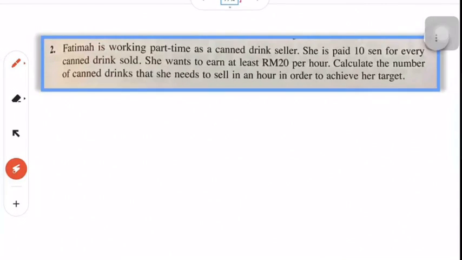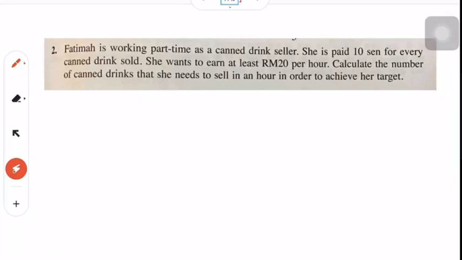So now you have a situation to solve. You have a problem to solve. Yes, teacher. Yes, please read the situation. Yes, teacher. Fatima is working part-time as a canned drink seller. She is paid 10 cents for every canned drink sold. She wants to earn at least RM20 per hour. Calculate the number of canned drinks that she needs to sell in an hour in order to achieve her target.